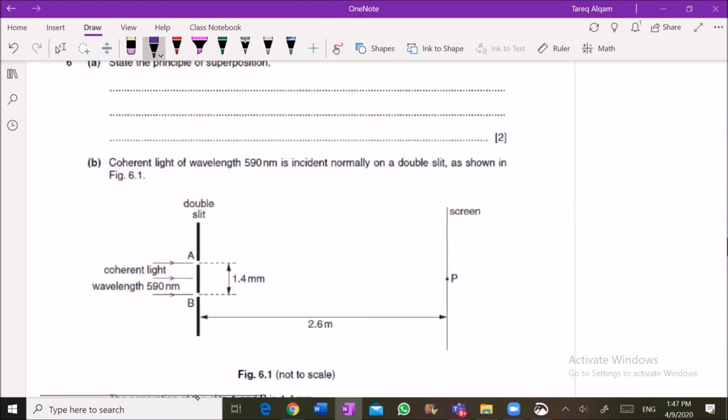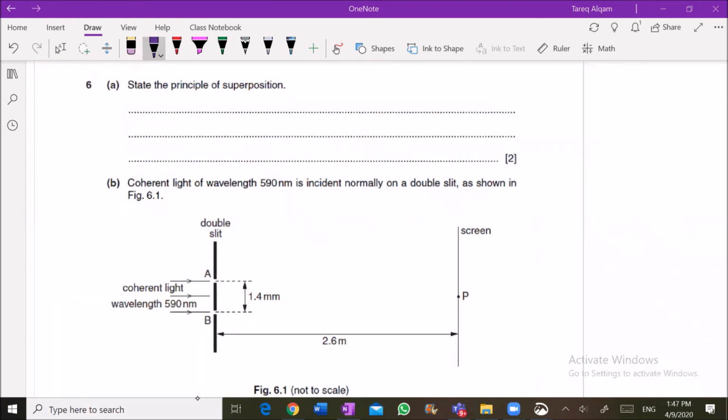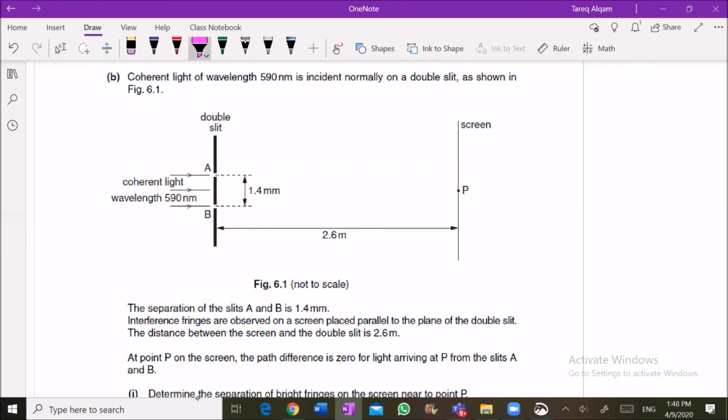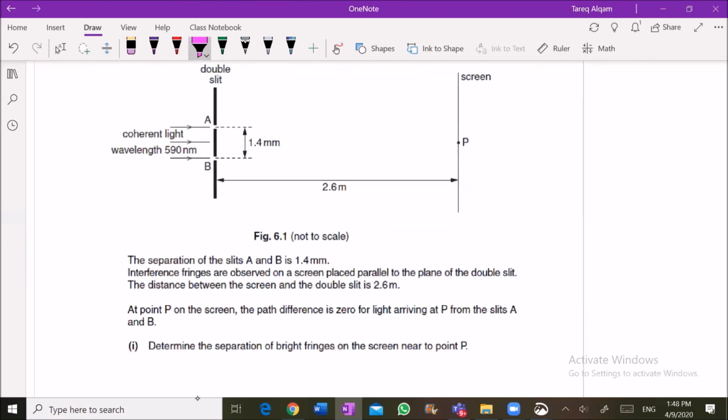What is the principle of superposition? We said when two waves meet, the resultant wave or the resultant displacement is the vector sum of their individual displacements. Okay? Now, coherent light of wavelength 590 nm is incident normally on a double slit as shown in figure 6.1. The separation of the slits AB is 1.4 millimeter. Interference fringes are observed on the screen placed parallel to the plane of the double slit. The distance between the screen and the double slit is 2.6 m.